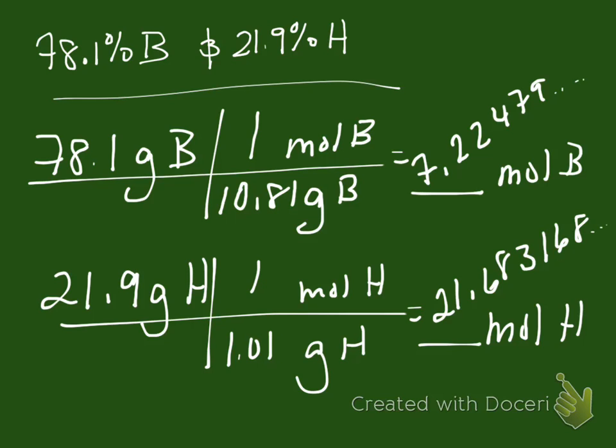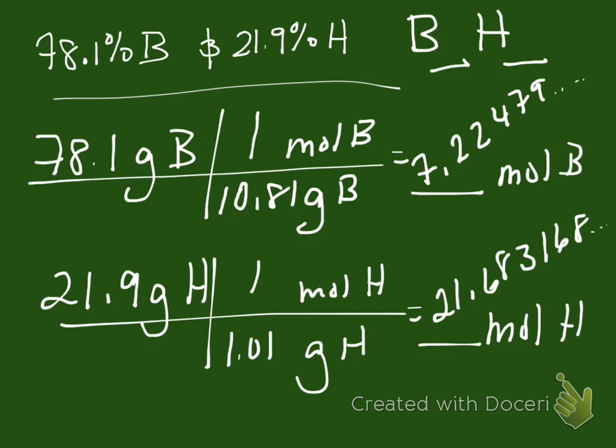Okay. So is this B7.2 H21.6? No. You can't have subscripts that are decimal. Subscripts are always whole numbers. So what we're looking for is a subscript here. We're looking for an empirical formula. How do we get that from here?